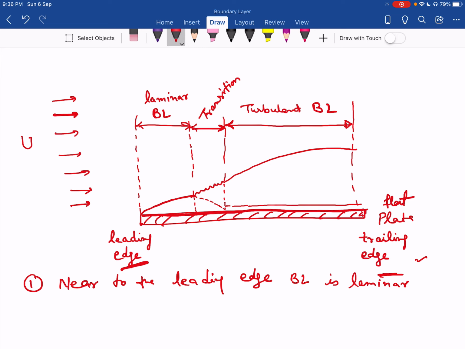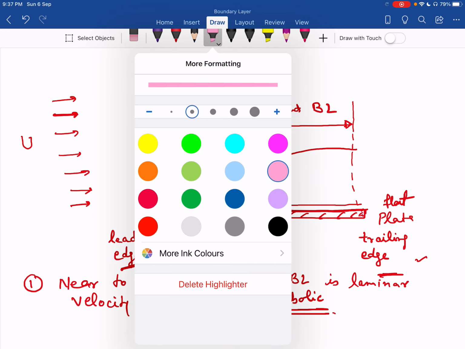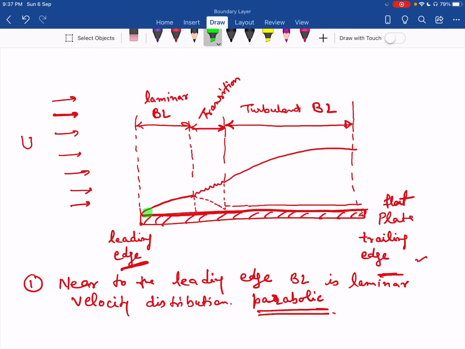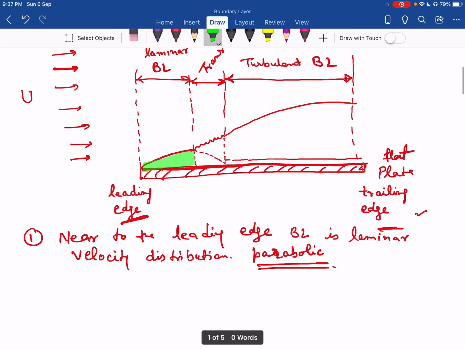Okay, so the velocity distribution within that part is purely parabolic in nature. That is within the first part of the boundary layer. So this is the first part that is here. The flow is laminar and the velocity distribution is parabolic in nature.